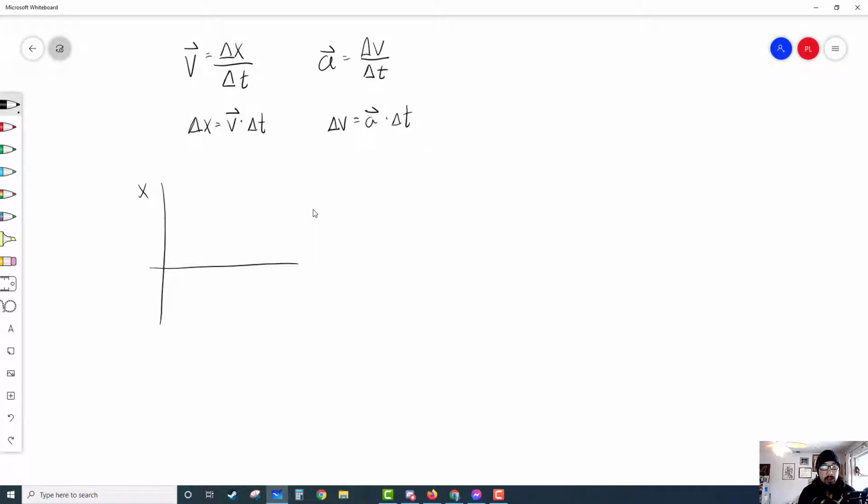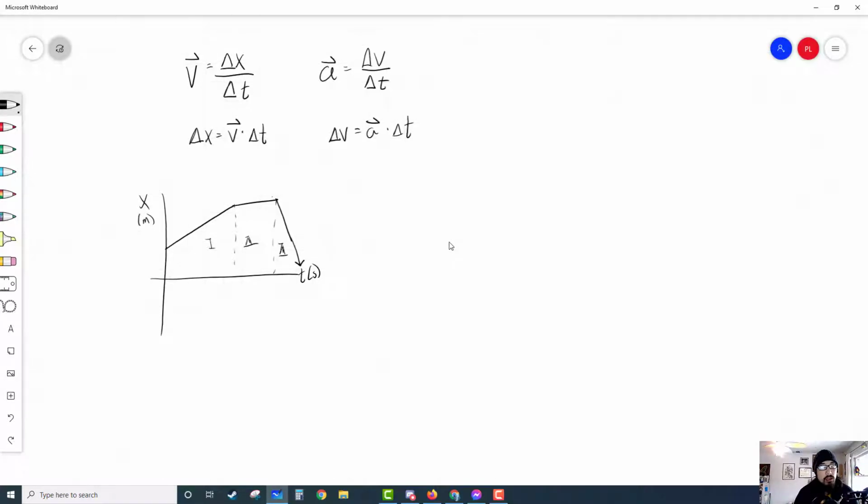If I have a position versus time graph where my units are seconds and meters, and you're given a function like so, and it's split up into three parts: 1, 2, and 3. The question will ask you, what is the velocity of the object during portion 1?